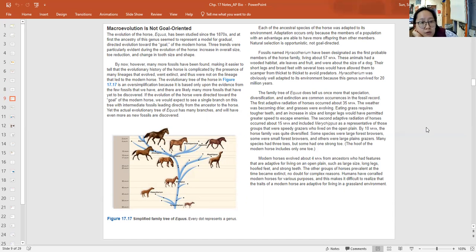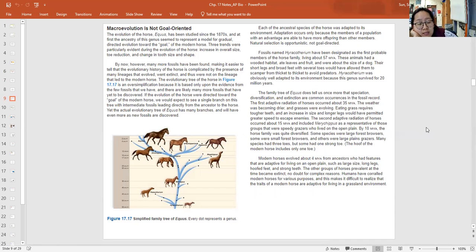Right. So the evolution of the horse, Equus, has been studied since the 1870s. And at first, the ancestry of this genus seemed to represent a model for gradual, directed evolution towards the goal of the modern horse. There were three trends that were particularly evident during the evolution of the horse. We saw an increase in overall size, a toe reduction, and a change in tooth size and shape. By now, however, many more fossils have been found, making it easier to tell that the evolutionary history of the horse is complicated by the presence of many lineages that evolved, went extinct, and were not on the lineage that led to the modern horse, right?